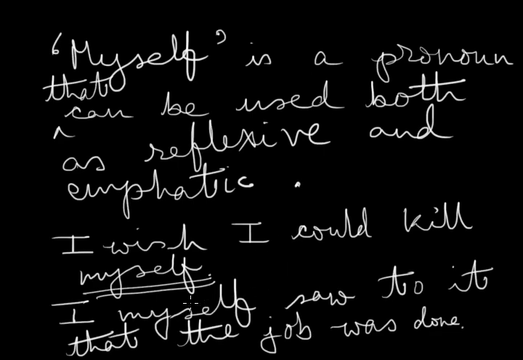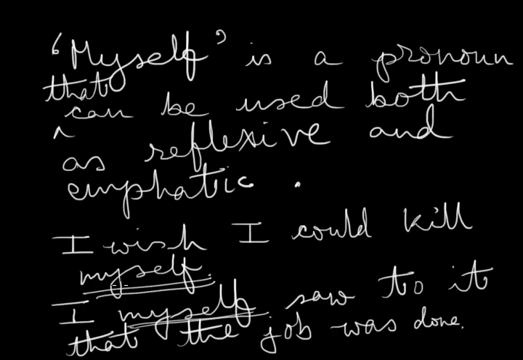Whereas in the next sentence, I myself saw to it that the job was done. Now here we use myself to put more emphasis, to sound emphatic on what I am saying. I am making a claim and I want to put emphasis on what I am saying. That's why I am using this pronoun myself. I myself saw to it that the job was done. See, if I had even said that I saw to it that the job was done, the meaning would have been almost the same. But I wanted to put stress on what I am saying. That's why I say I myself saw to it that the job was done.